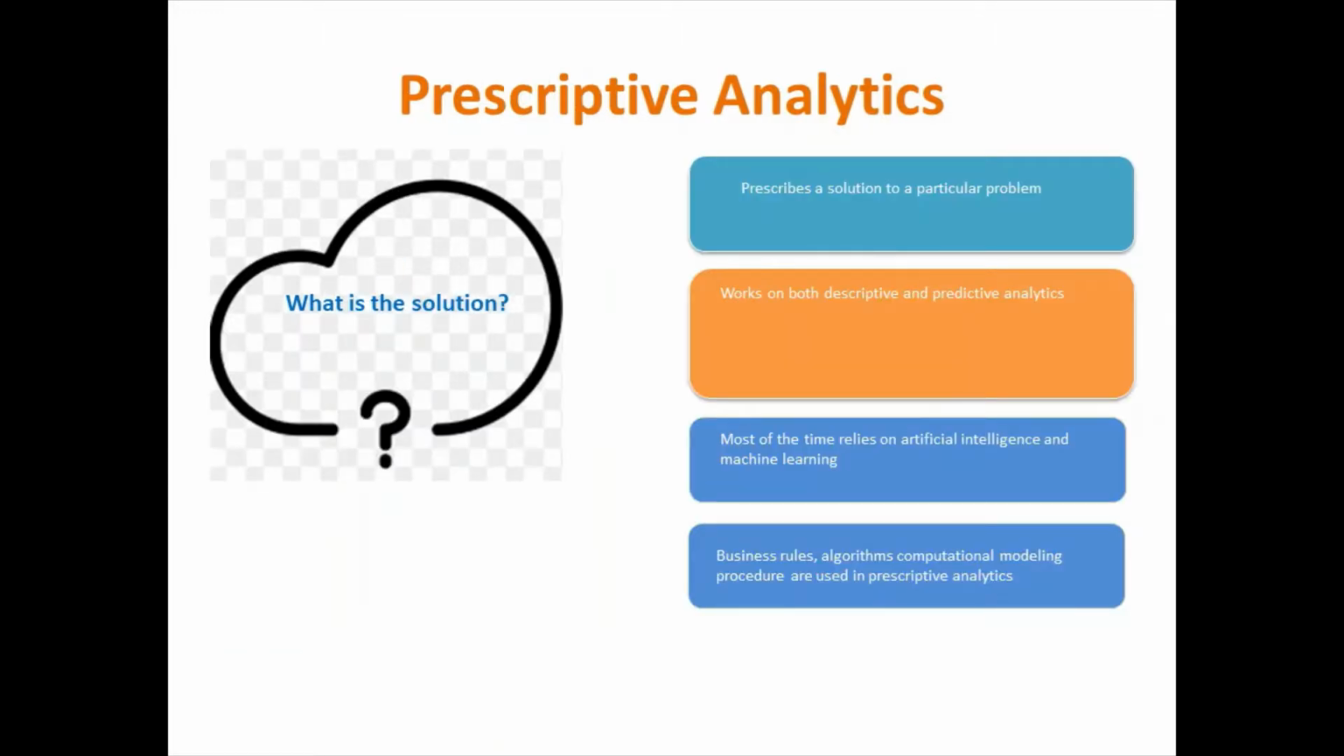And the last one is prescriptive analytics. This prescribes the solution to a particular problem, and it works on both descriptive and predictive analytics. Most of the time it relies on artificial intelligence and machine learning, and business rules, algorithms and computational modeling procedures are used in prescriptive analytics.